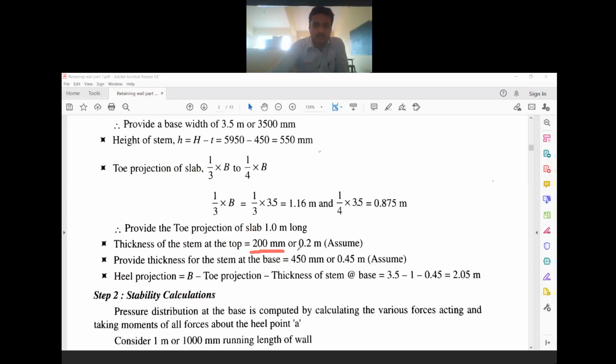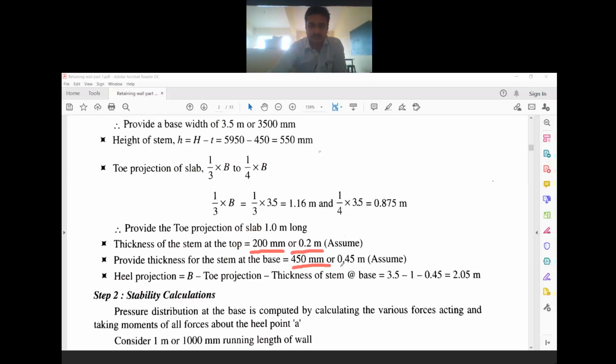So at the top where the minimum thickness should be provided, I shall assume the thickness of the stem at the top is 200 mm. If the requirement is different, then we shall calculate the requirement. So if we just provide this base slab thickness, we shall see here, provide thickness of the stem at the base as 450 mm.